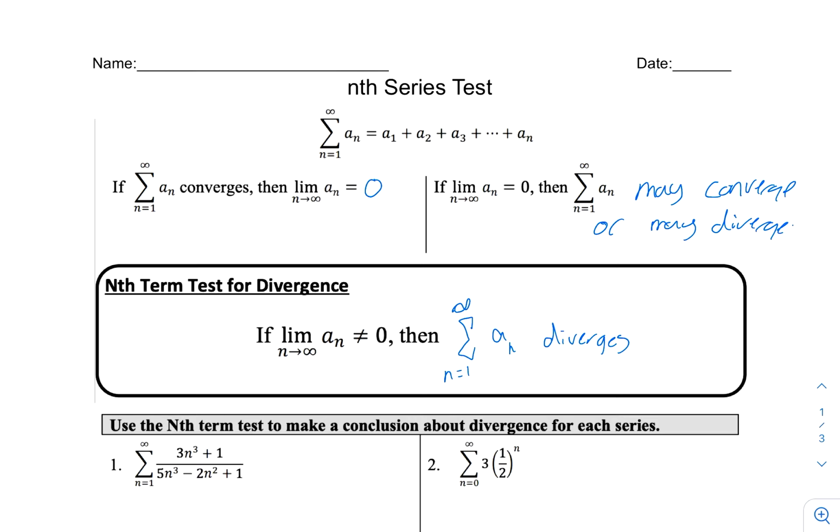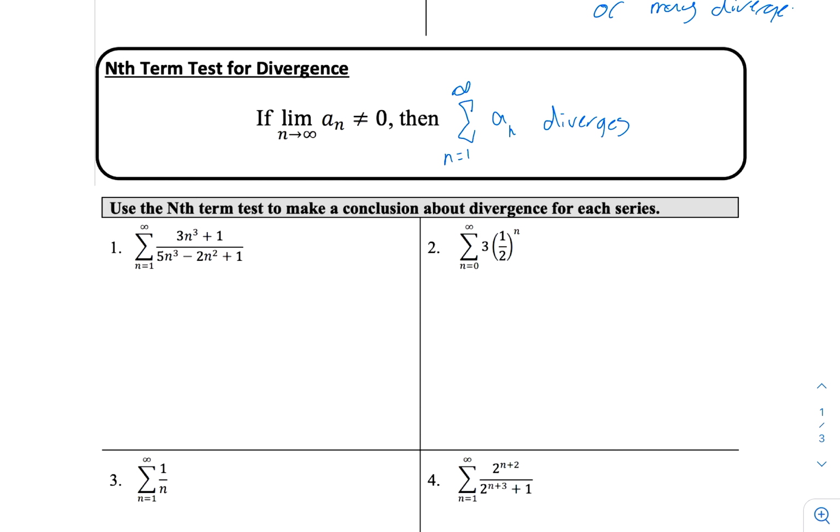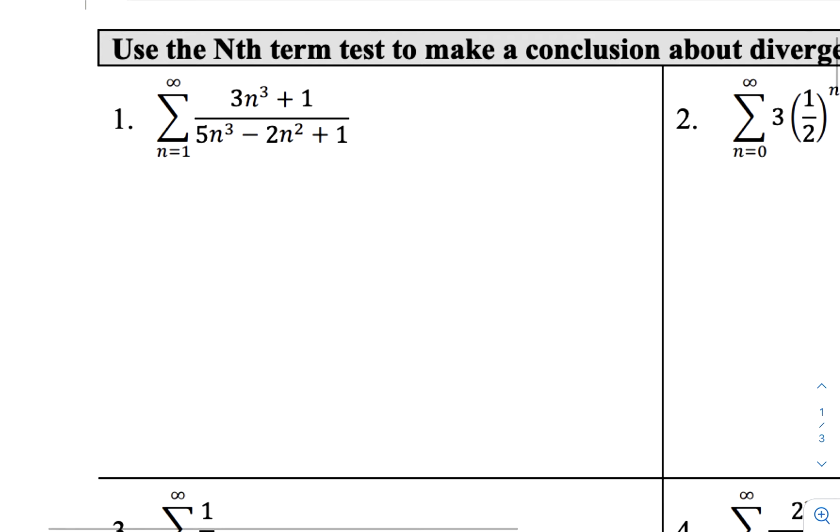So using the nth term test, we're going to look for the limit as n approaches infinity. If it does not equal 0, then it diverges, right? So if the limit does not equal 0, we know that this series will be divergent. All right, so let's take a look at a couple examples here. The first one: we're going to use the nth term test to make a conclusion about divergence for each series.